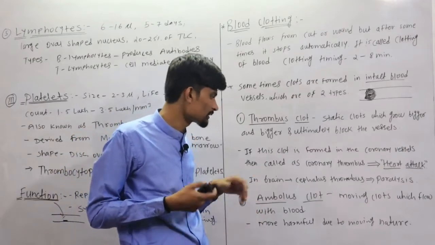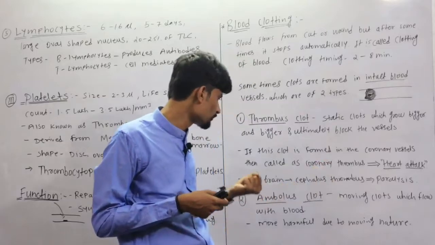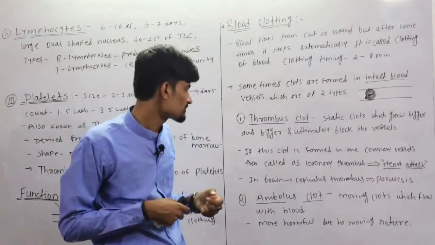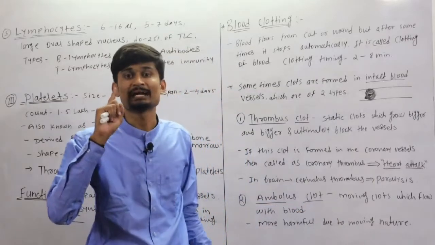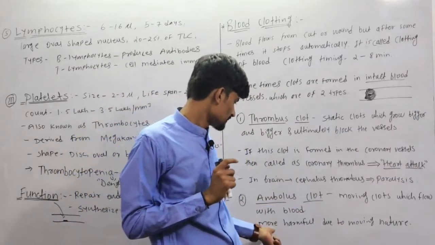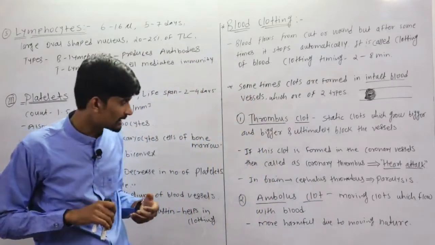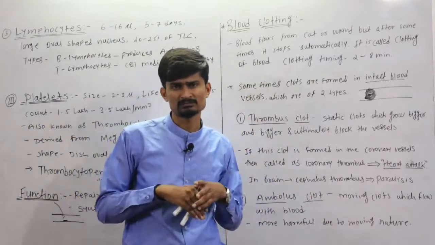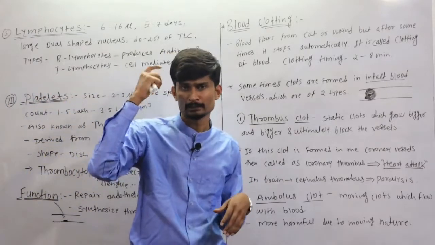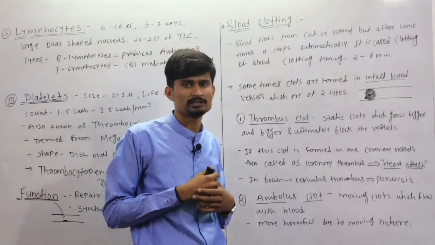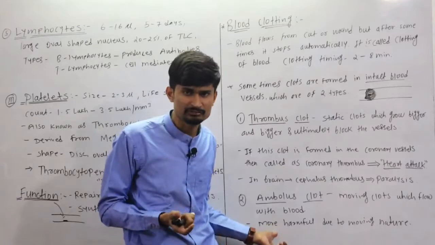Then next is the embolus clot. Embolus clot means moving clots which flow with the blood. It is moving, it is not static. Such clots are called embolus clots. These are more harmful due to their moving nature, because they can reach from one place to another. They can reach the coronary vessels, or they may reach your brain, so they can damage the brain, the heart muscles and your important systems.